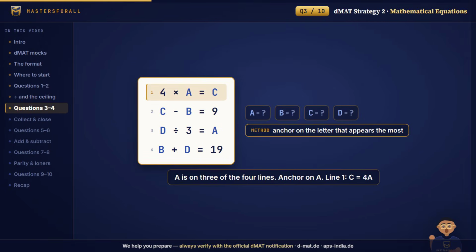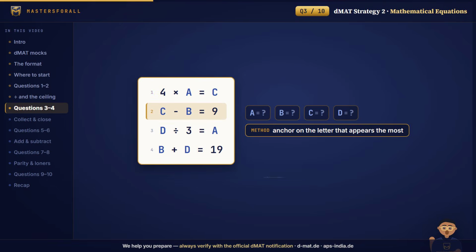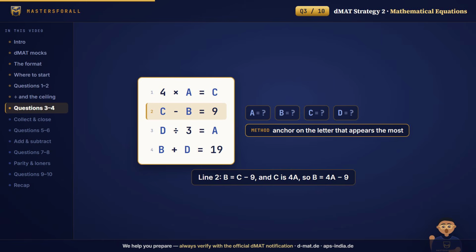A is on 3 of the 4 lines, so anchor on A. Line 1 gives C equals 4A. Line 2 gives B equals C minus 9, and C is 4A, so B is 4A minus 9. Line 3 gives D equals 3A. Now line 4 holds only A.